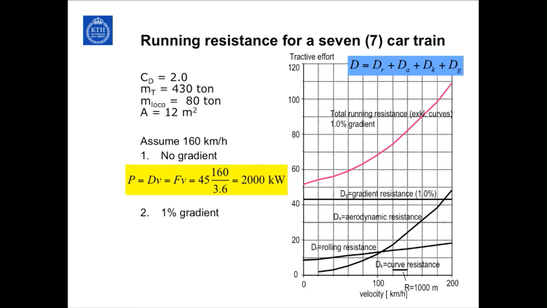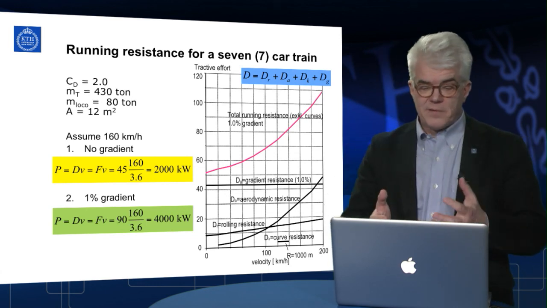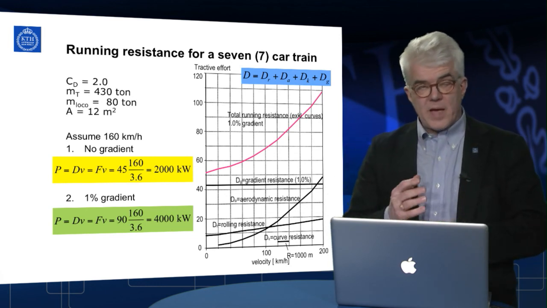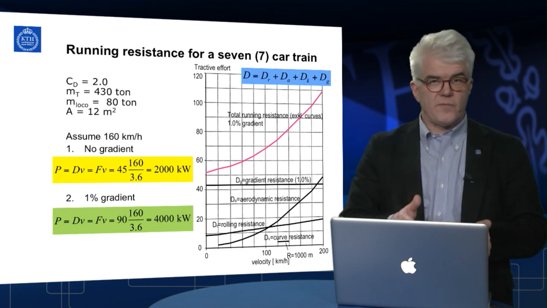Assume now that we meet a 10 per mil gradient, just 10 per mil, a 1% gradient. That means that we go to the red curve, and at 160 kilometers per hour we have 90 kilonewtons running resistance. Put it into the equation again, we get 4,000 kilowatts, 4 megawatts. So as we can see from this simple calculation for steady state conditions, the power varies a lot along the line. Just a small gradient will influence the power a lot, going from 2 megawatts to 4 megawatts.